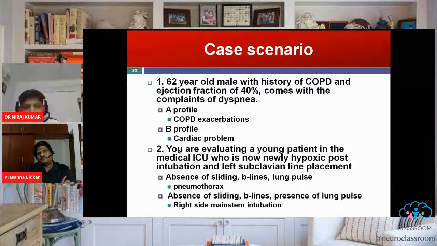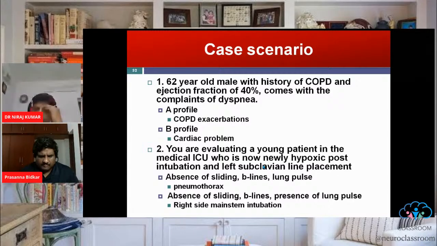In the second scenario, you are evaluating a hypoxic patient, and there is a history that the patient was recently intubated, and there is a left subclavian artery line placement. So there are two important clues here. The patient is recently intubated, and a left-sided subclavian line was recently placed. Now the patient is developing this hypoxia. So most probably there are two things: either there is some problem with the intubation or there is some problem with the central line placement.